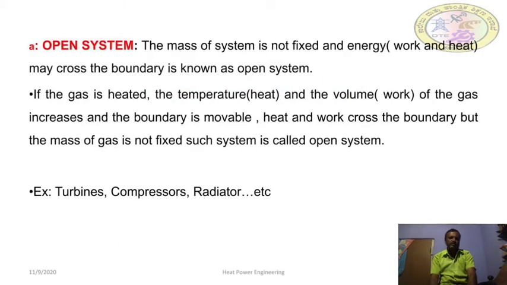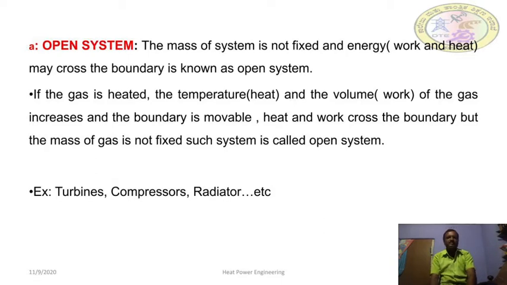Next, we go through the open system. So first, what is open system? Open system means the mass of system is not fixed. It is not constant, and energy may cross the boundary. Energy means work and heat may cross the boundary. Such system is known as open system.